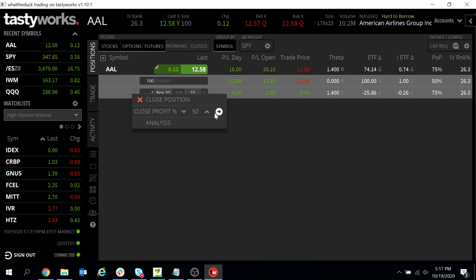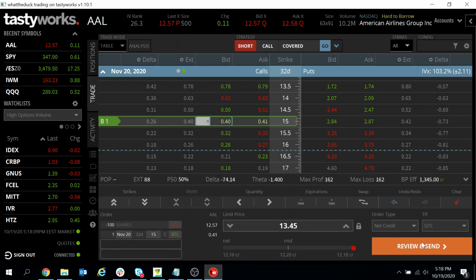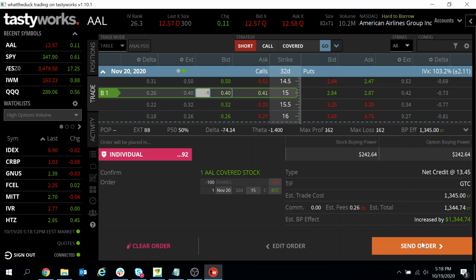So this is how you set close profit in advance. What does this do for you? It's simple. It just puts an order into the market at your desired price, and it just sits on it until the price is met. Whenever you get the price you want for the position you want to close, it automatically closes for you.